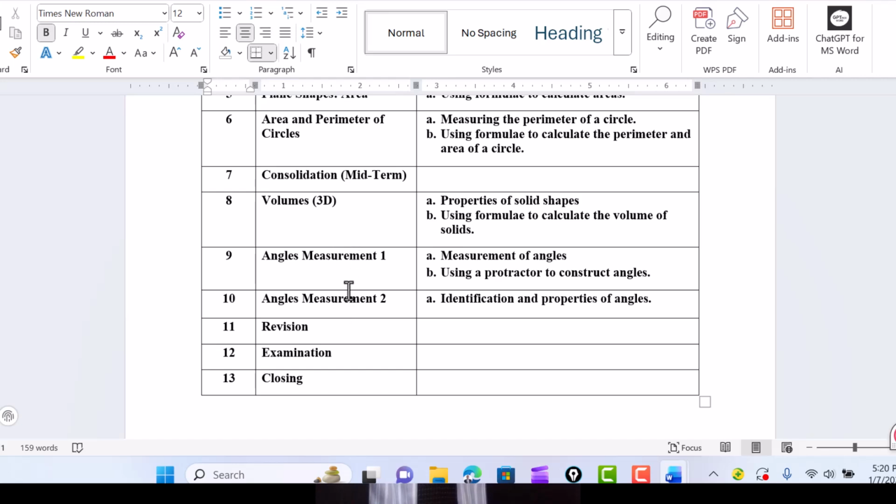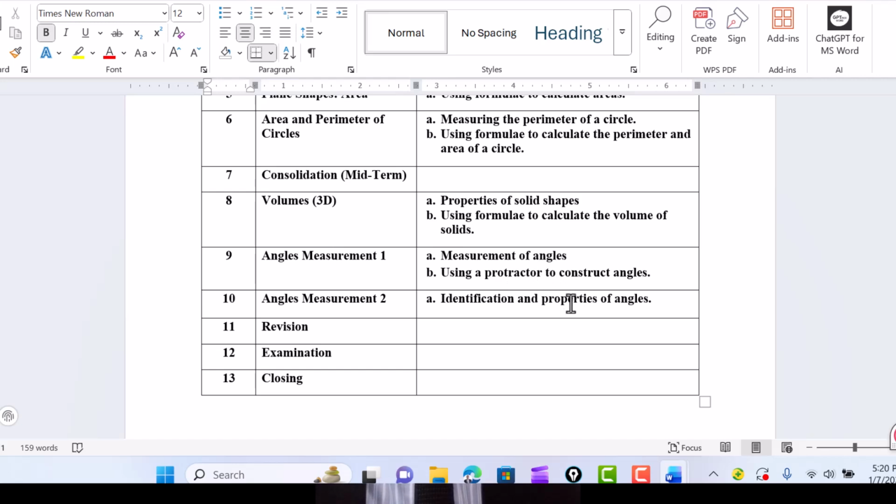Then for the last two weeks, which is week 9 and week 10, before we write our exam, we look at angle measurement. What we are looking at in this case is how do you measure angles? How do you name an angle? How do you use a protractor to measure an angle? Then how do you get the names of angles like reflex angles, like acute angles, just like that.